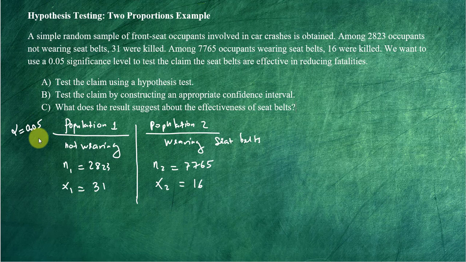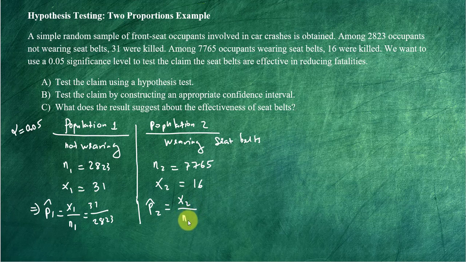Now, we need to find p hat 1 and p hat 2. I can find p hat 1, the proportion of the first population, by taking x1 divided by n1, so 31 divided by 2,823. And I also find the proportion p hat 2, which is x2 divided by n2, and that is 16 divided by 7,765.